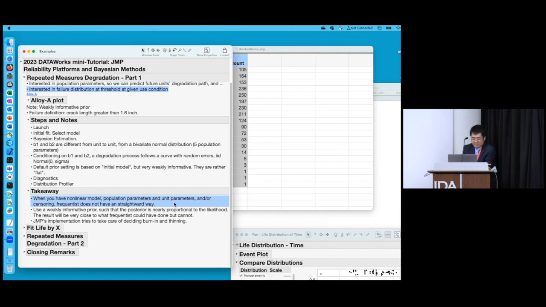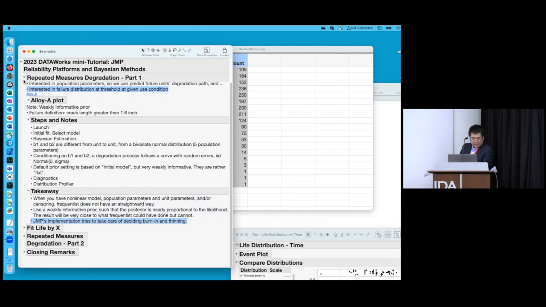If we combine all these monsters together, frequentist methods do not have a straightforward answer. And Bayesian is very straightforward, as long as I can provide a weakly informative prior, and it's pretty easy. So use a weakly informative prior such that the posterior is nearly proportional to the likelihood. The result will be very close to what frequentists could have done, but they can't. So this is one of the takeaways. And JMP Pro takes care of deciding the burn-in and the thinning, so you don't have to worry about effective sampling, like they mentioned yesterday.